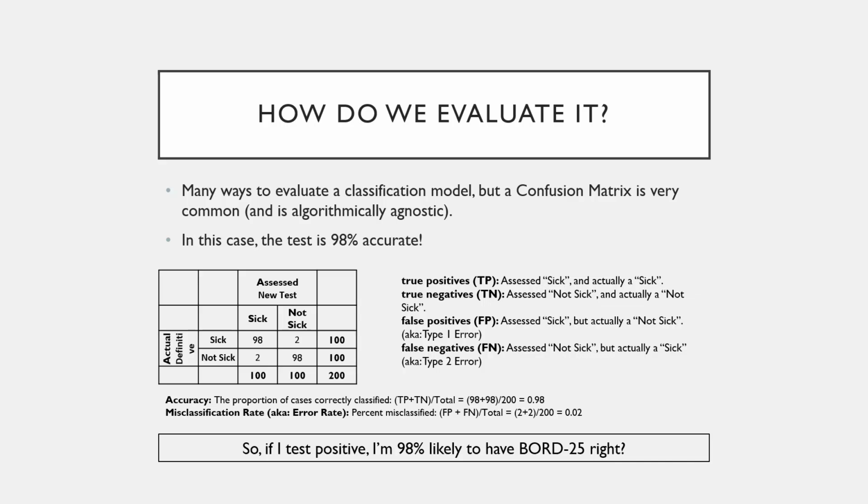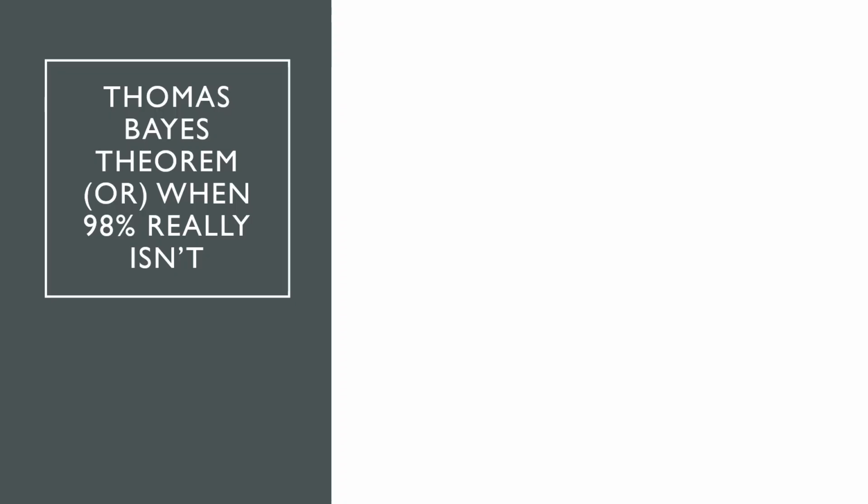Nevertheless, it's a pretty good test. 98% of the time, we're making a correct identification. So if I test positive, I'm 98% likely to have Board 25, right? Well, maybe. It really depends on an idea of prevalence. And to help build some intuition on this, let's talk about Bayes' theorem. Or to put it another way, when 98% really isn't 98%.